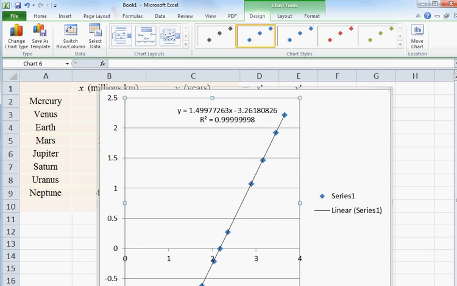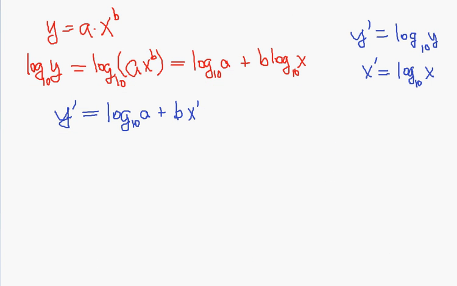So let's put that on right. Let me write that down. So I'm going to take this off screen and then write down the result. So our result is that y prime is equal to log of a, the constant term is negative 3.26180826 plus basically 1.5, and I'll just simply round it off at 1.5 times x prime.